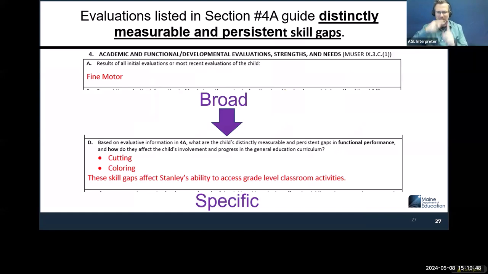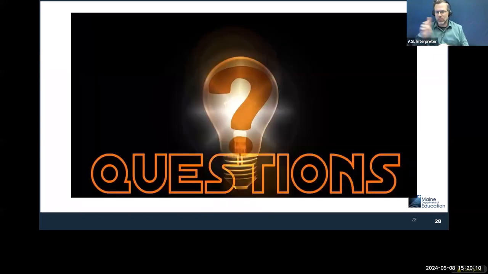So this is just an example. The evaluations say that the student has a fine motor deficit. So this person decided to work on cutting and coloring. Those are the specific skill gaps. So that's what goes in section 4D. Questions on that?